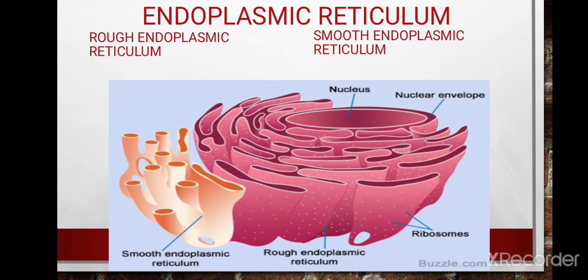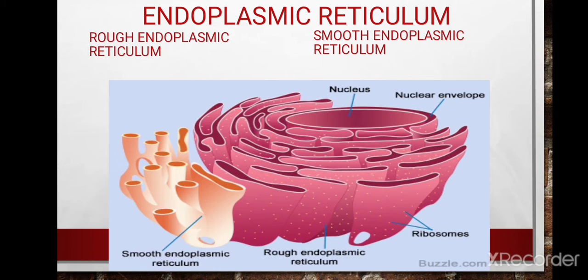The next one is the endoplasmic reticulum. So here we have rough endoplasmic reticulum and smooth endoplasmic reticulum. In biology, the ER is a continuous membrane system that forms a series of flattened sacs within the cytoplasm of eukaryotic cells and serves multiple functions, being important particularly in the synthesis, folding, modification, and transport of proteins.